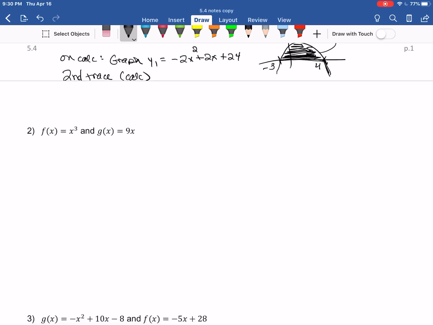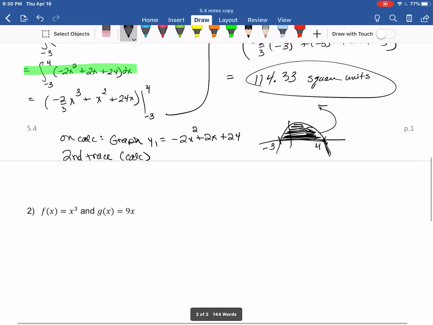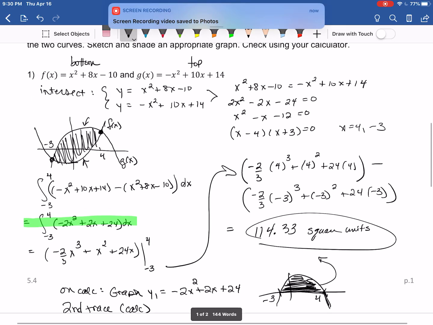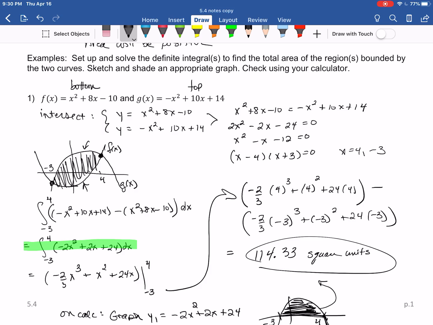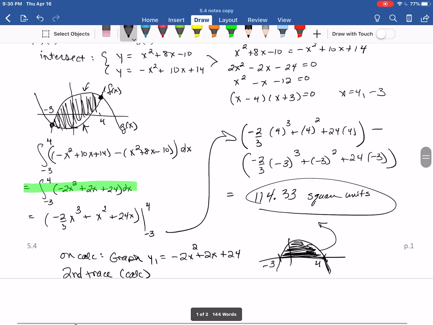All right, in this next example, same directions as what we've done on the first example, which is to review. We will be way up here. Set up and solve the definite integrals to find the total area of the regions bounded by the two curves. Sketch and shade an appropriate graph and then check using your calculator.